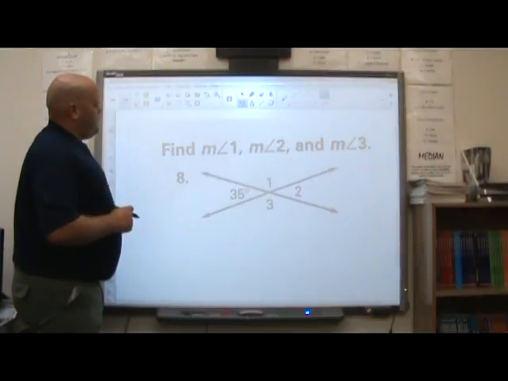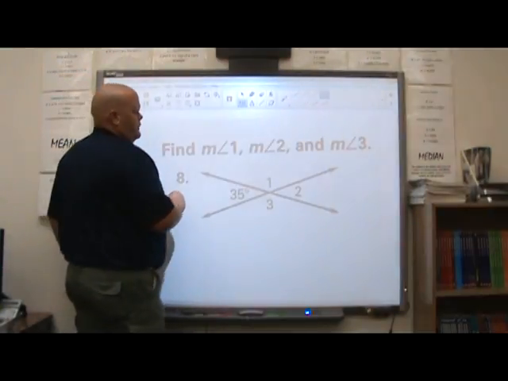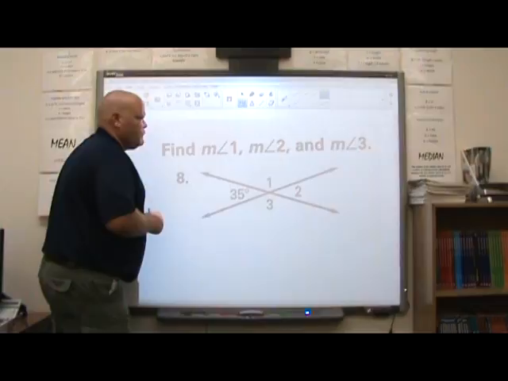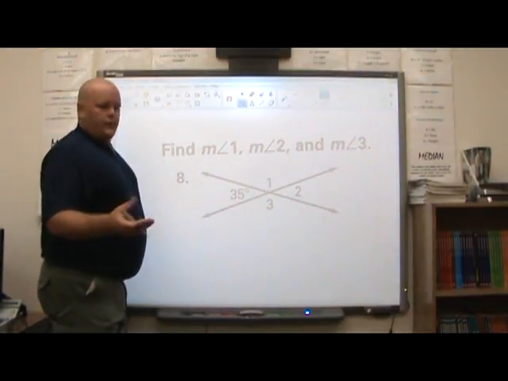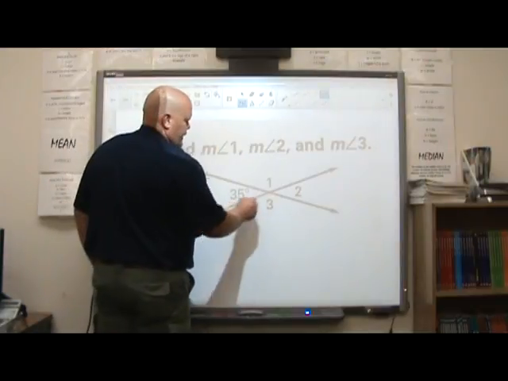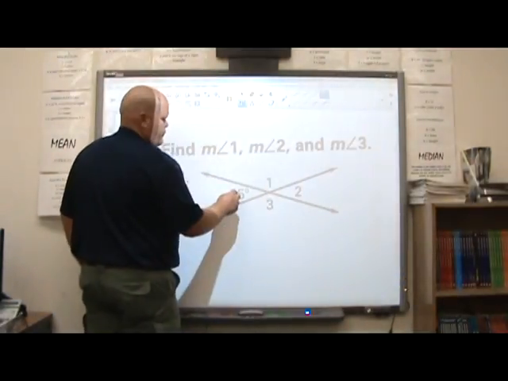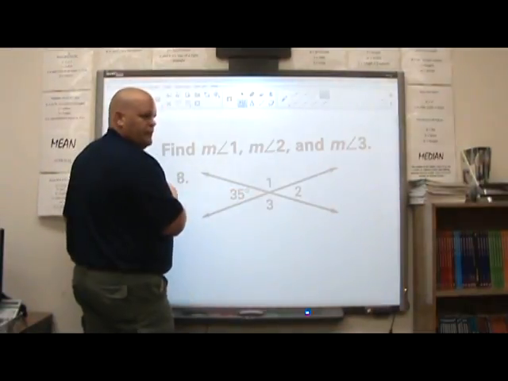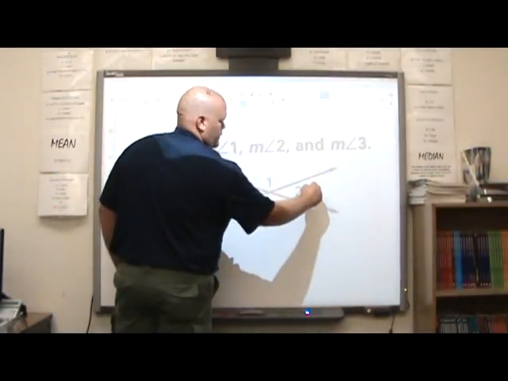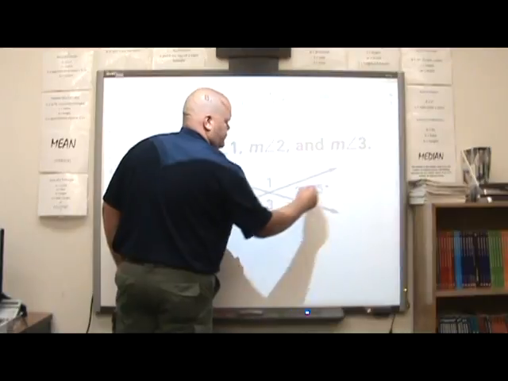All right, this next problem. It says find the measure of angle 1, the measure of angle 2, and the measure of angle 3. Well, I'm going to do the easiest part first, obviously. I know that these two lines intersecting form vertical angles. So I know automatically if this side is 35 degrees, the measure of angle 2 is 35 degrees as well.